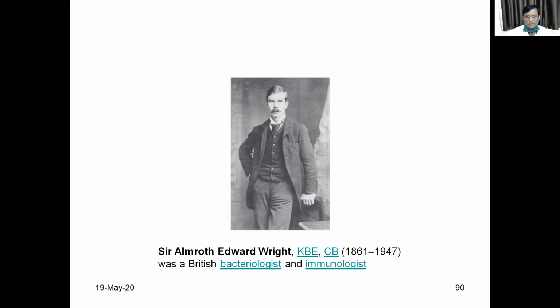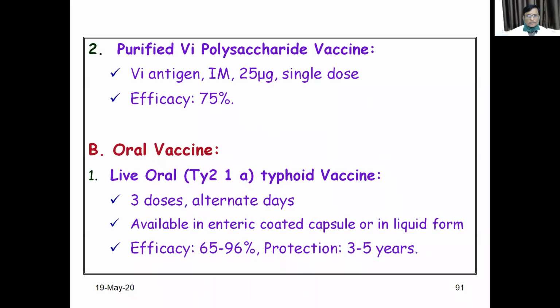He is responsible for the preparation of potent vaccines, Sir Almroth Edward Wright. He prepared the purified virulent polysaccharide vaccine. It contains the virulence antigen, that Vi antigen of S typhi. By intramuscular route, you have to give 25 micrograms, single dose, efficacy 25%.